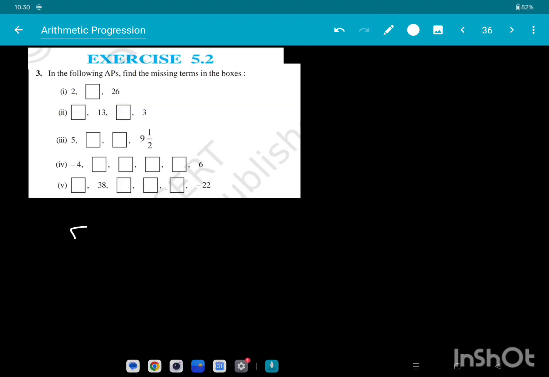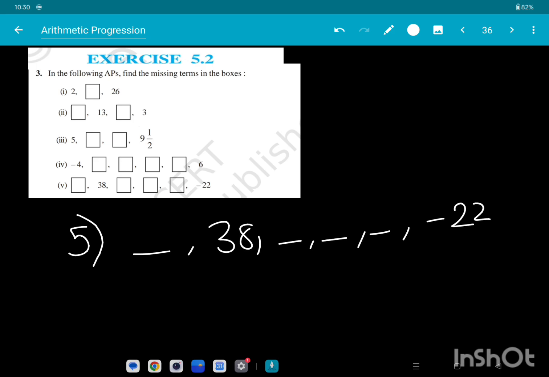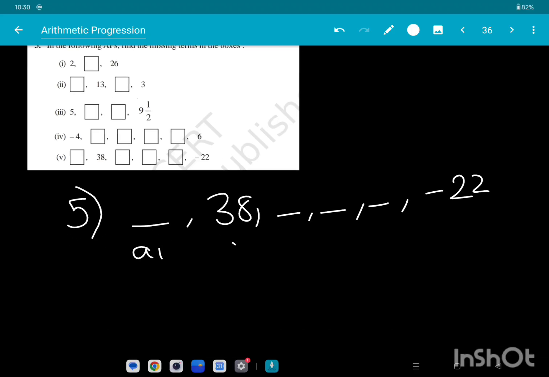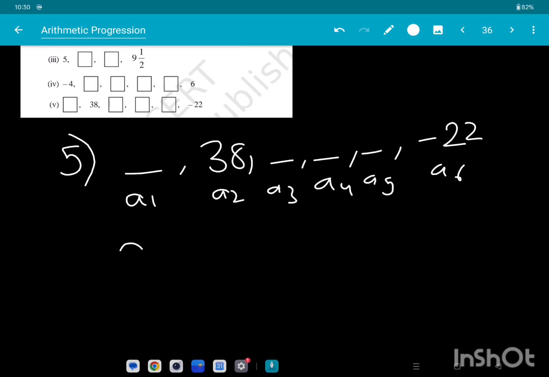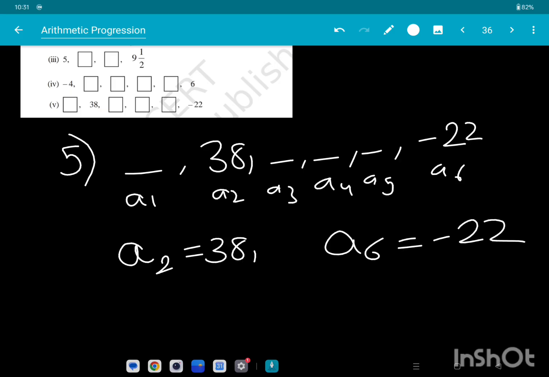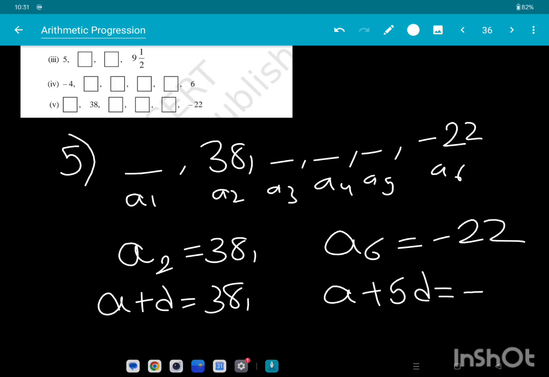Now we will see the fifth problem. What is the fifth problem? The first term we need to find out. The second term is 38 and the sixth term is minus 22. If you have any doubt, then you can write it in this way. A1, A2, A3, A4, A5 and A6. So what was given here? A2 means 38 and A6 is minus 22. A2 means A plus D is equal to 38 and A plus 5D is equal to minus 22.